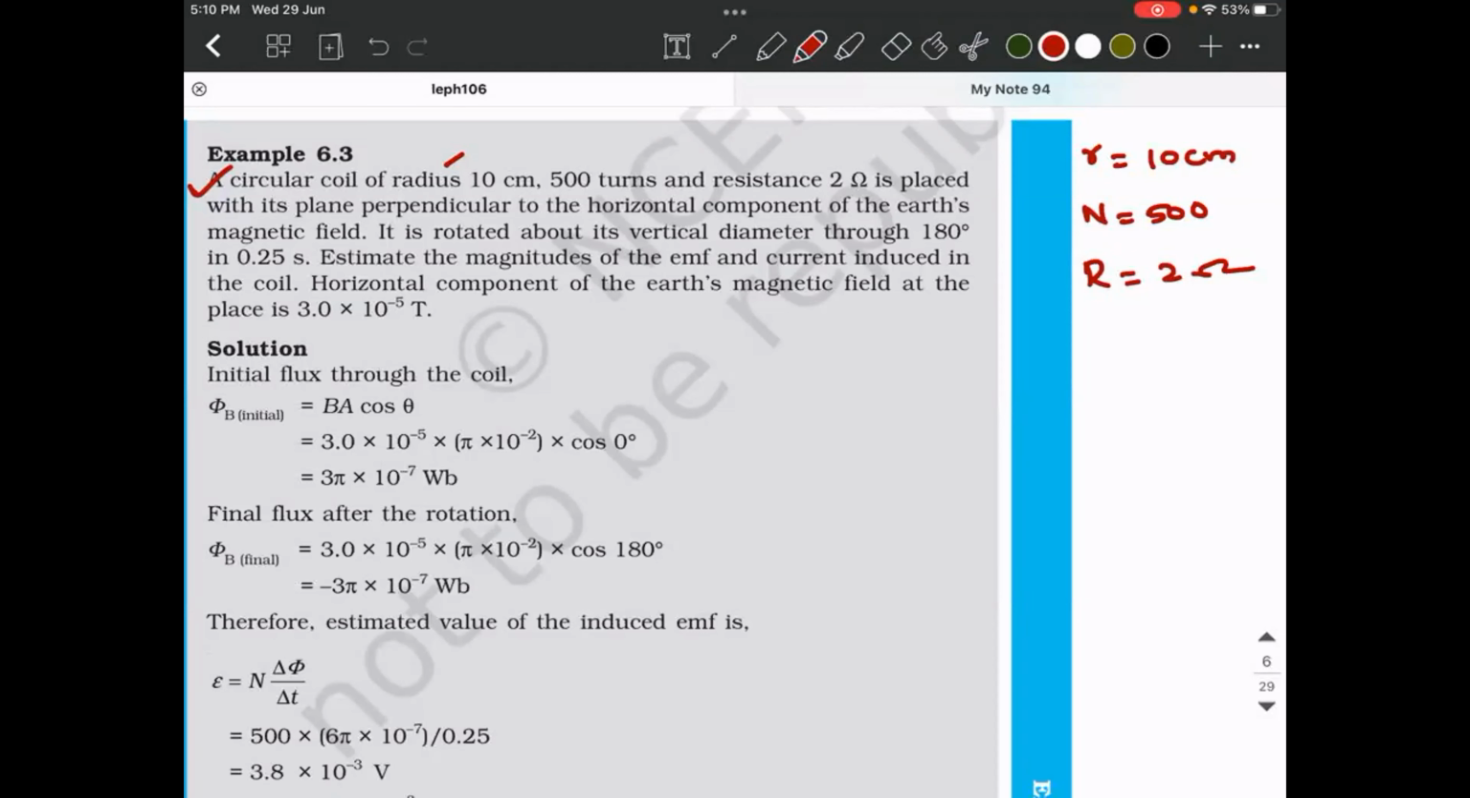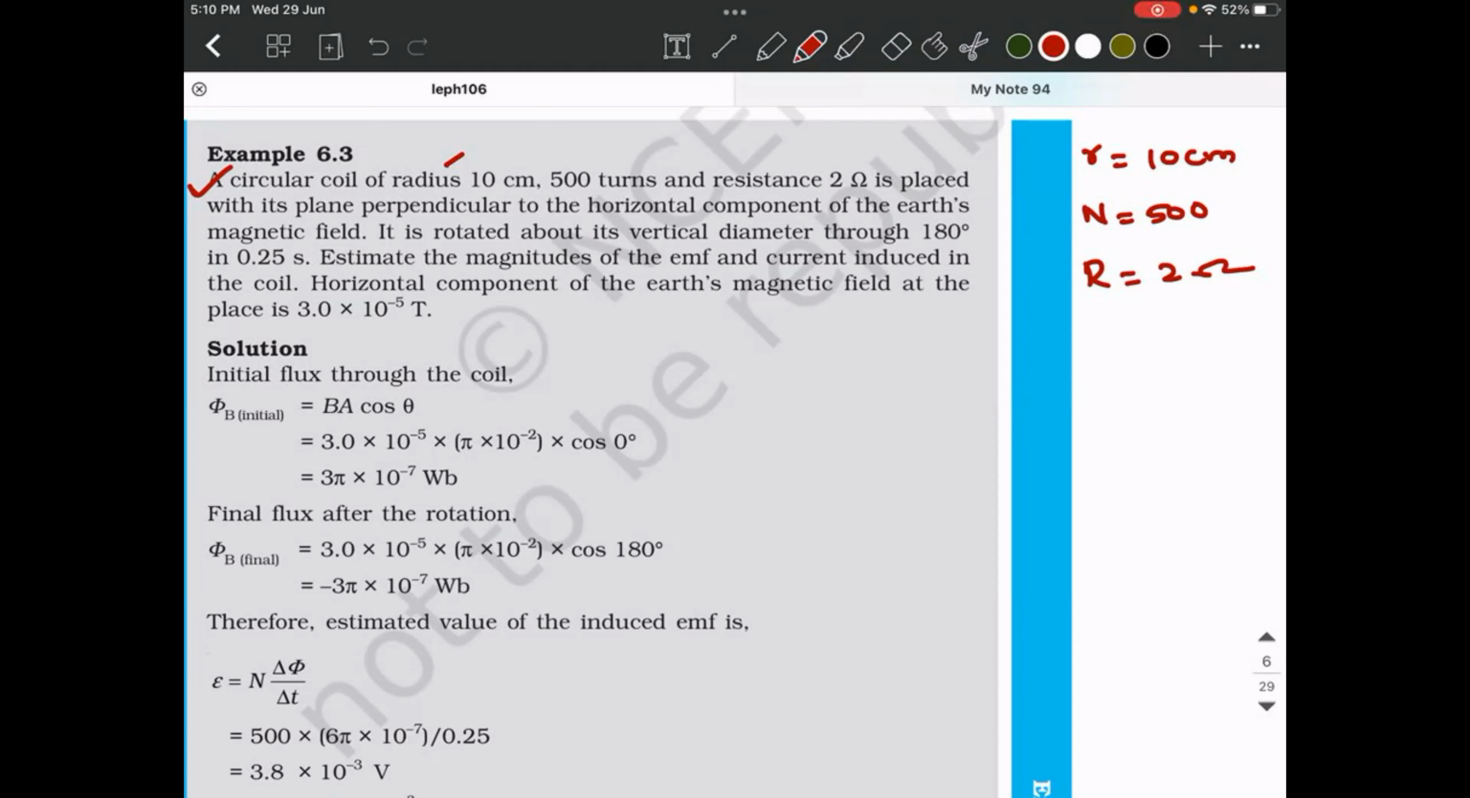Now first, see, for these kinds of problems, whenever they say estimate the induced EMF, there are certain checkpoints which you need to take into consideration. First is, how are the magnetic field and the area vector? Only when you decide these two, you will be able to decide what is the angle. Right? When you have these three parameters, what can you define? You can define the magnetic flux.